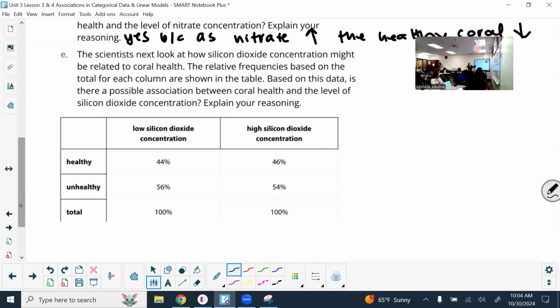Looking at this data, don't say it yet, just talk in your groups when I say it. Is there an association between the silicon dioxide and the health of the coral? Talk in your groups: yes, no, why? Okay, so class, all at once. Is there an association? Yes or no? And why not?